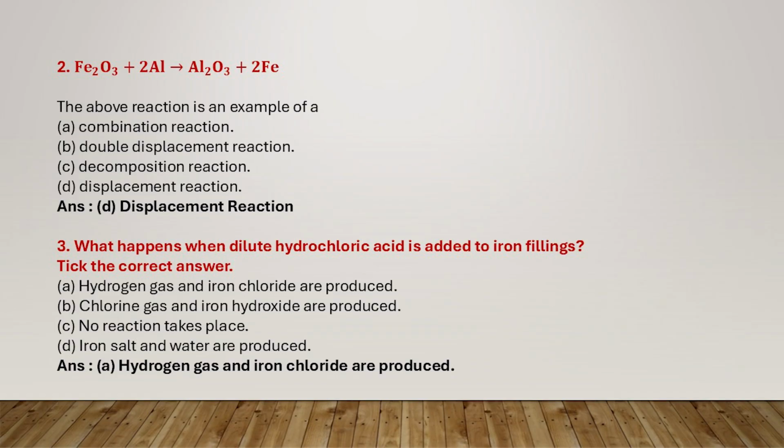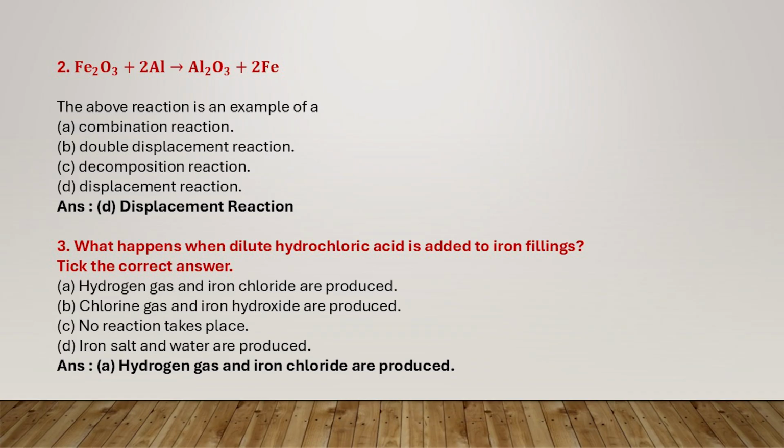2. Fe2O3 + 2Al → Al2O3 + 2Fe. The above reaction is an example of A. Combination reaction. B. Double displacement reaction. C. Decomposition reaction. D. Displacement reaction. Answer: D. Displacement reaction.